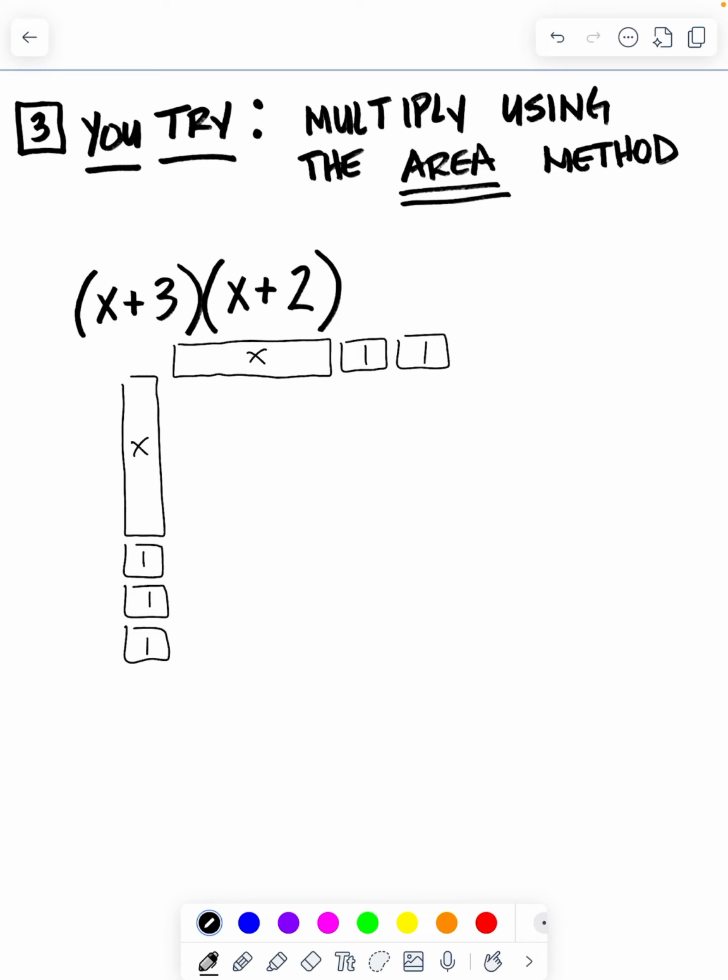Now same as before, let's fill in the gaps. We get a big square here, a big x squared square, x squared.